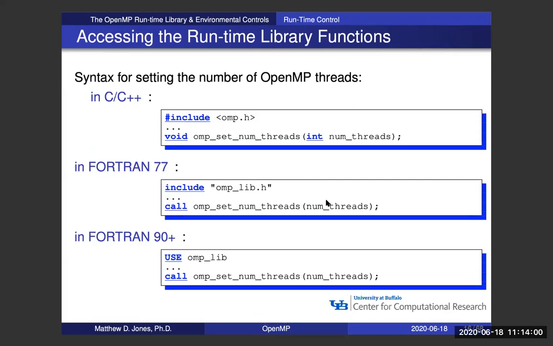Unsurprisingly, the header file that you need to include for C and C++ is named omp.h. And once you have that, then you have defined all of your functions. I'm just showing omp_set_num_threads, which, as you can guess from the name here, actually sets the number of threads in your parallel regions. If you're in Fortran, you use omp_lib for accessing the API.